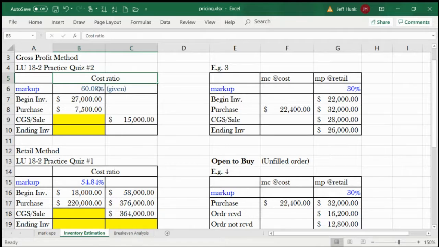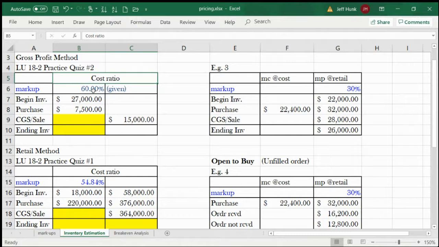Now think about it. If the cost ratio is 60%, what does that mean? Let's say you're buying a computer, the Dell computer, we've been using that example. The price is $500. And then if the cost ratio is 60%, what does that mean? The 60% of the price is the cost, right? It makes sense. 60% of the price is the cost. So that's what cost ratio means.